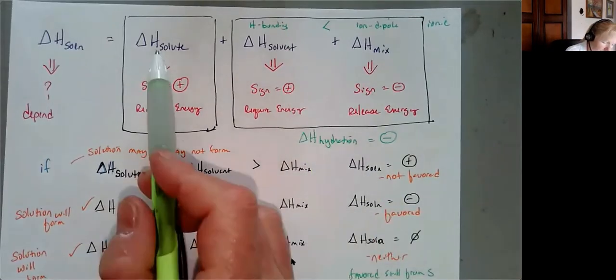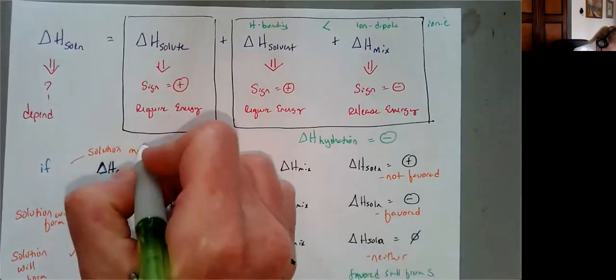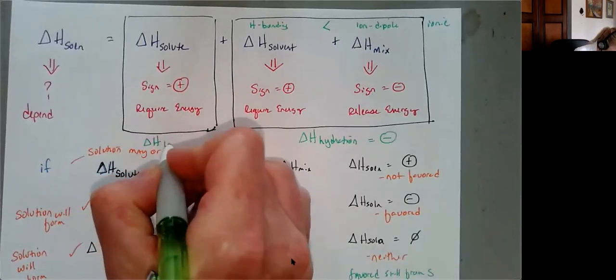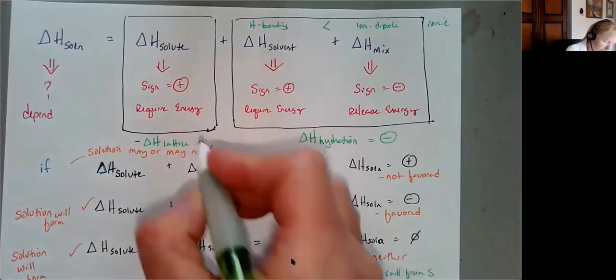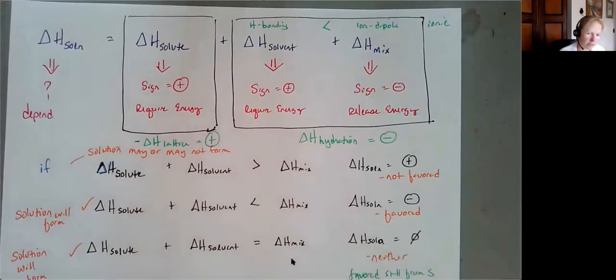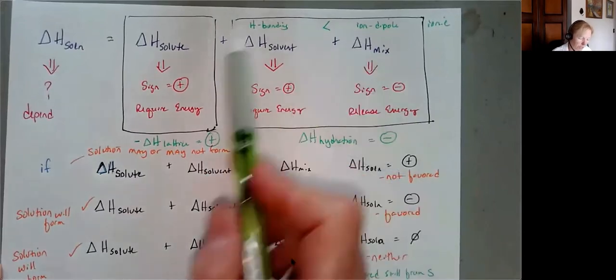And then my delta H of my solute, I can refer to that as the lattice energy. And we'll talk about why that's negative, but this is always going to be a positive value here. So let's talk a little bit about lattice energy, and then we'll come back to this heat of hydration and pulling all of this together.